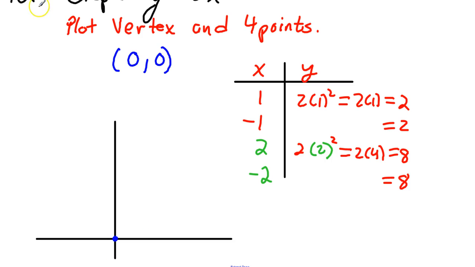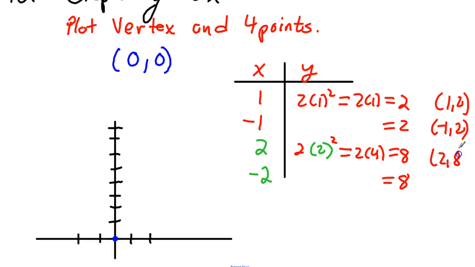Okay, so if you had to plot the graph, first point would be at 0, 0 because that was the vertex, and everything else after that, we said we had the point 1, 2, -1, 2, 2, 8, and then -2, 8. So it's over 1 up 2. -1, 2 would put us here. And we're going to 2, 8, and -2, 8.